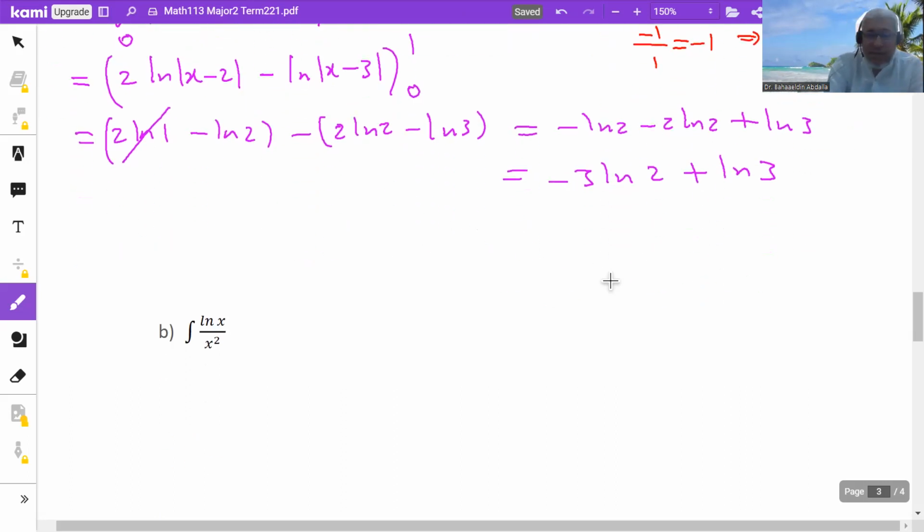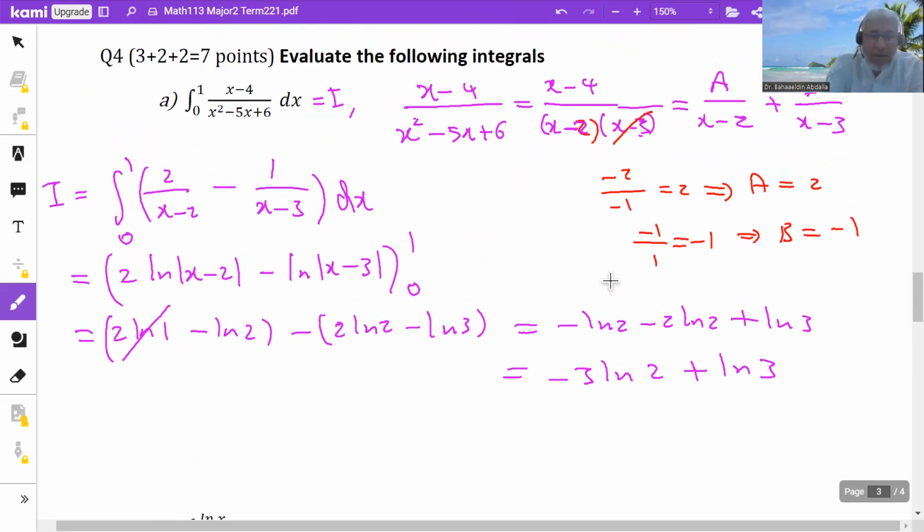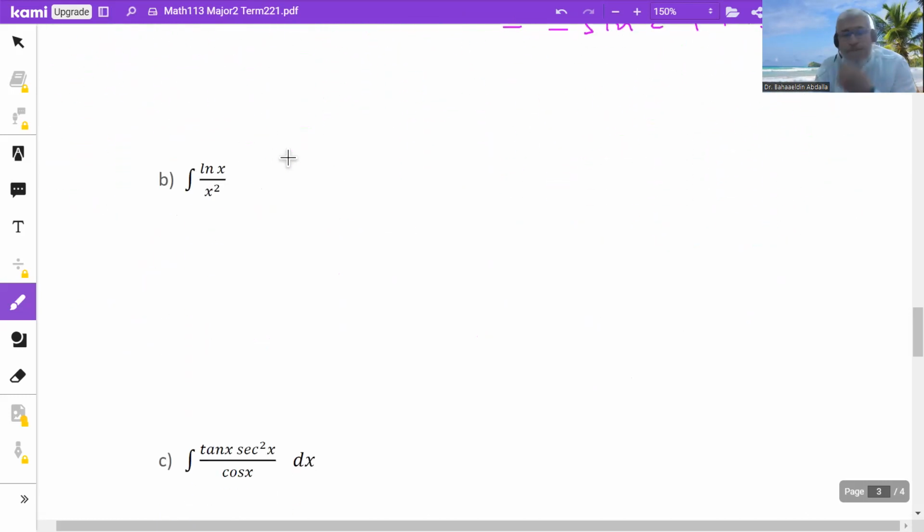We need the exact answer. You don't have to approximate by the calculator. But again, to check the answer, approximate and find this using the calculator and check that your answer is correct.